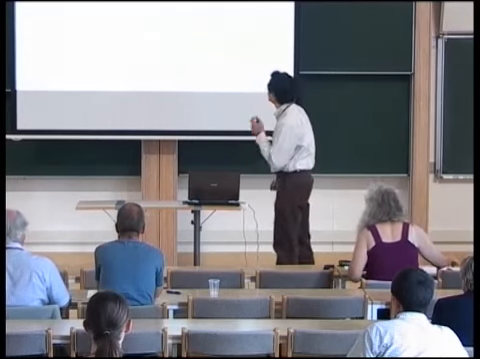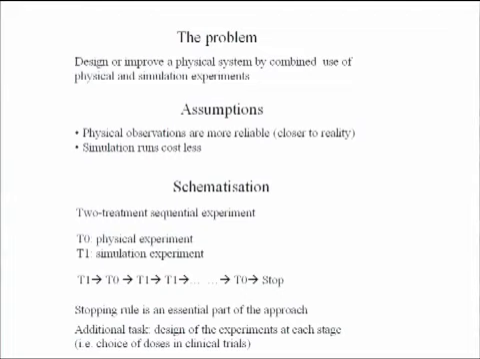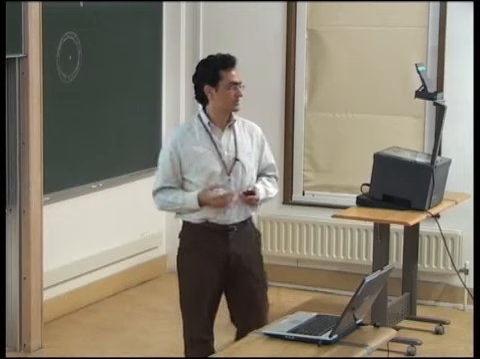The problem is, imagine we are engineers, we want to improve a system or design a new system, and we want to do this by using together physical experiments and numerical experiments, simulation experiments. An important assumption is that physical observations are more reliable, closer to reality, but simulation costs less. So on this information-cost trade-off is based the sequential procedure we are proposing.